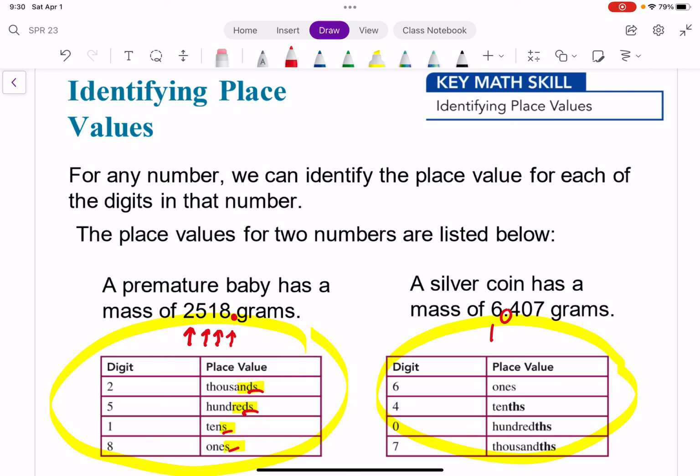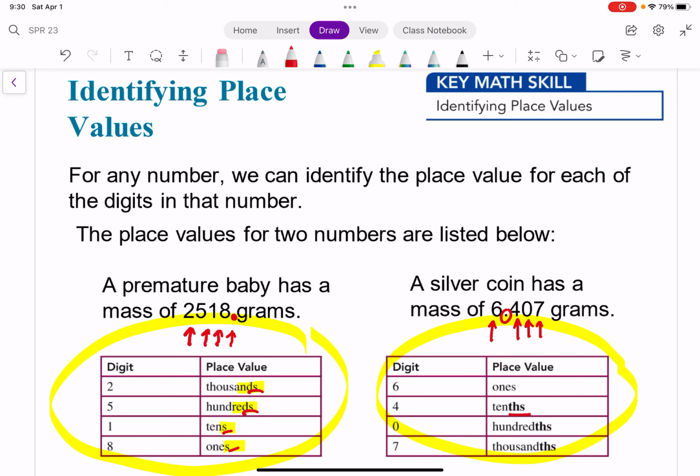So this is our what? Yeah, it's our ones place. So we can see that over here. It's just like our 8. It's in the same spot right before the decimal point. And then the rest of the place values are talking about place values that are after the decimal point.